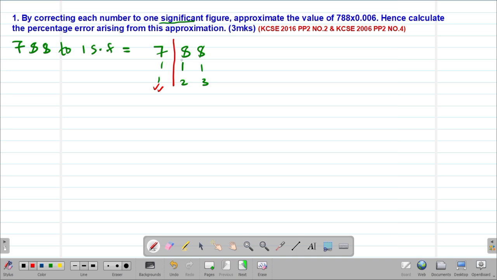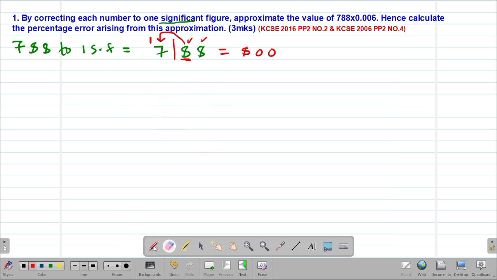The digit coming immediately after the 7 is 8, which is greater than 5. That means I'll add 1 to the previous number, so I'll add 1 here. Then, of course, the other positions are replaced with zeros. So 7 plus 1, I get 8, then these two positions I just replace with zeros. Therefore, 788 to 1 significant figure will be equal to 800.